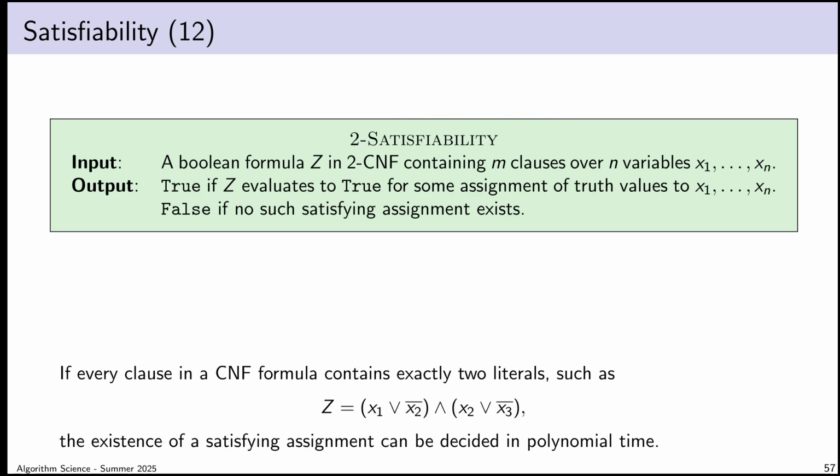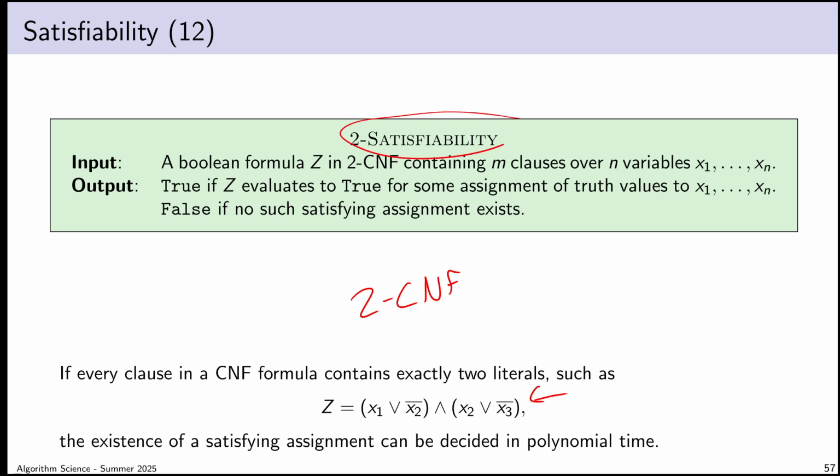Okay, so suppose that we take a CNF formula and we insist that every clause must contain exactly 2 literals. So here's an example of such a formula. We would say this formula is in 2 CNF because every clause has 2 literals. There can be as many clauses as we want, but each clause must contain 2 literals. It turns out that we can find satisfying assignments to this type of formula in polynomial time.